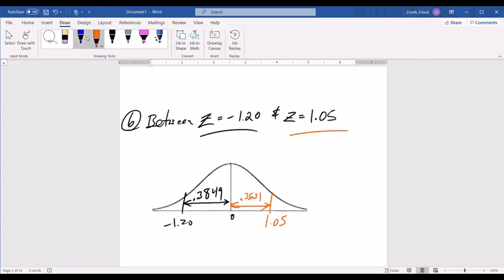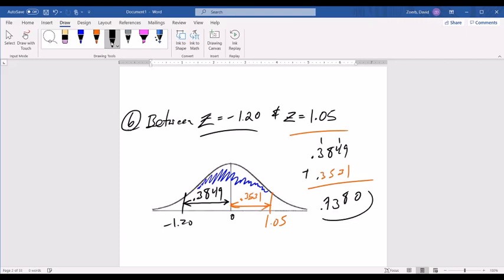Now what this is wanting is what's between them. So it wants all of this stuff. So you're starting at here, you're going to here. That means I'm going to have to add these two. So 0.3849 plus 0.3531. And just do the math. So carry where you have to carry. So it would be 0.7380.